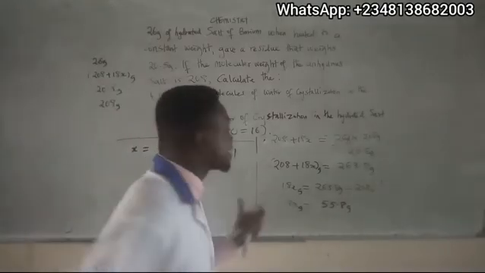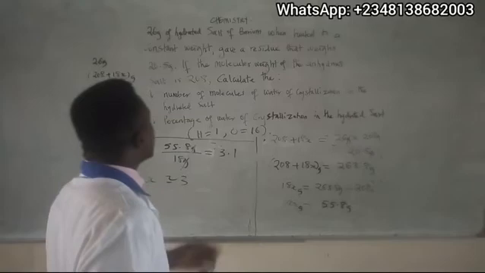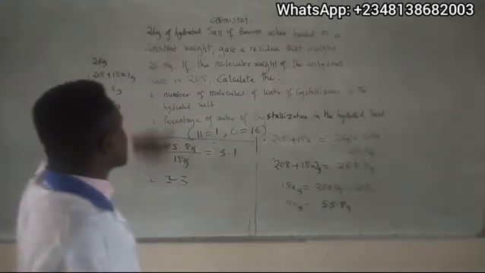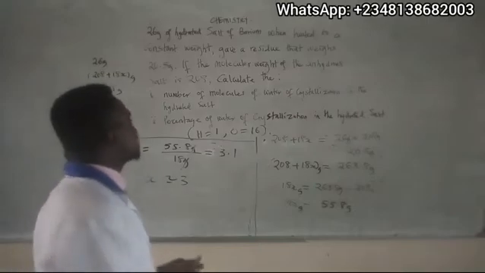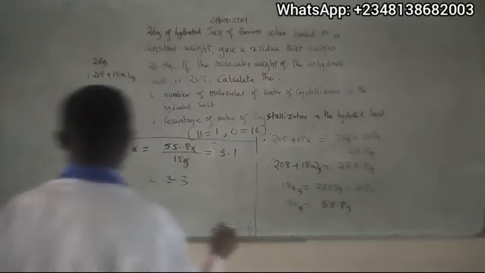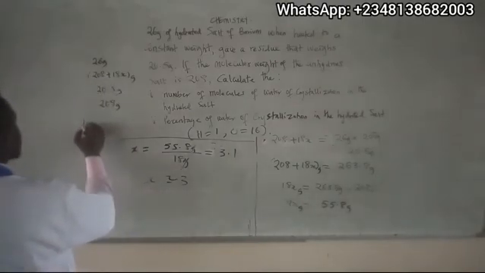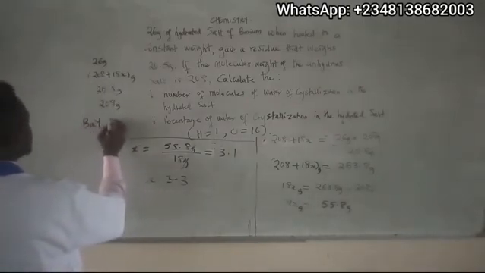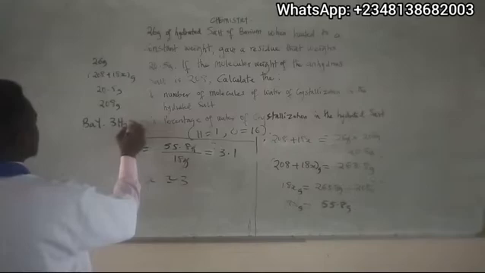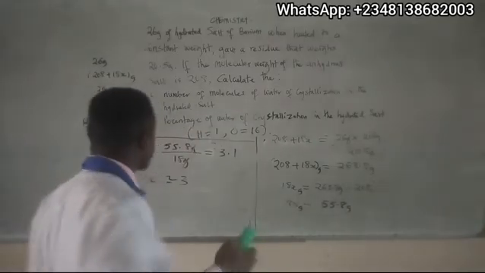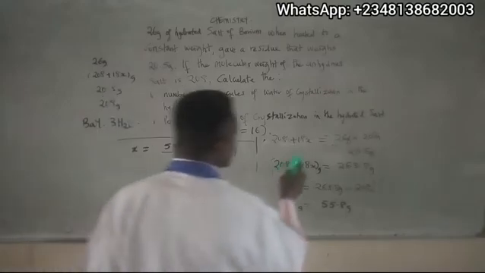So if x is 3, that means the number of molecules of water of crystallization in the hydrated salt is 3. So the hydrated salt will take this formula, BaCl2·3H2O. This is the formula of the hydrated salt. Now, let's continue. Let's go to the second part of the question.